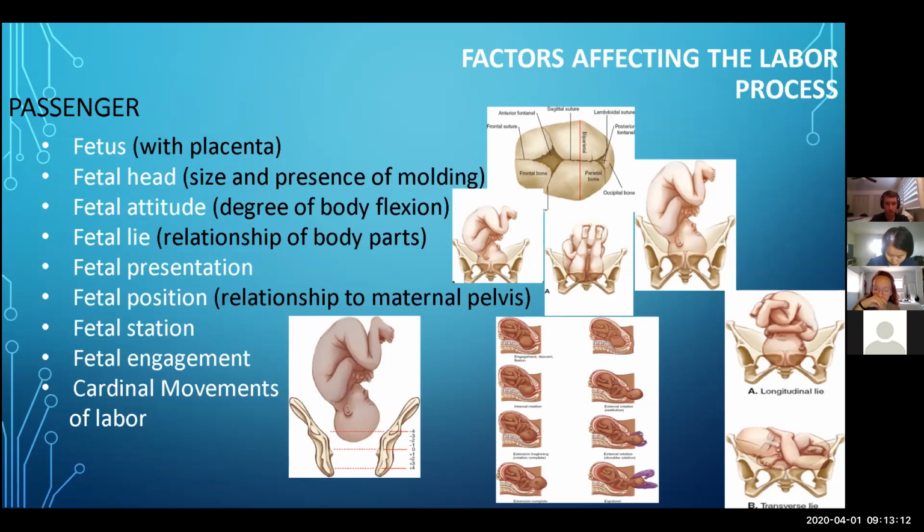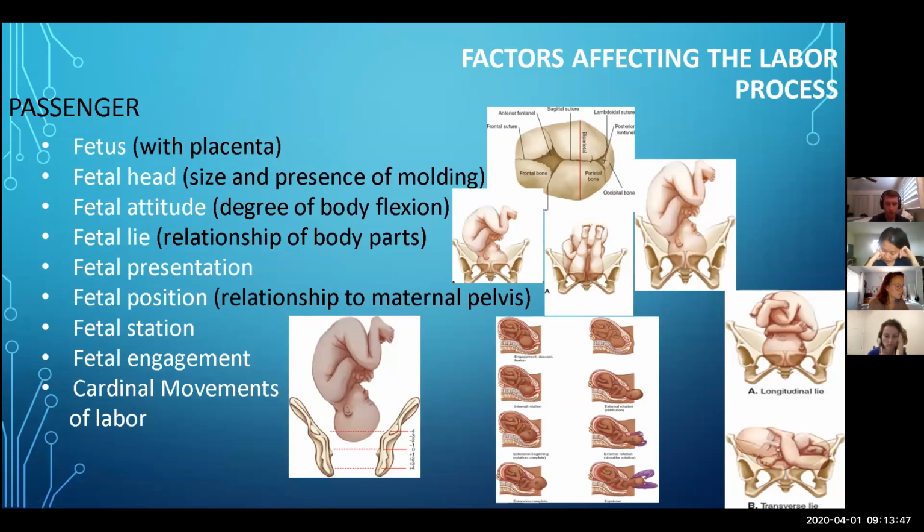Fetal station refers to the relationship of the presenting part to the level of the maternal pelvic ischial spines. Fetal station is depicted nicely here on this bottom left picture on your slide. Fetal station is measured in centimeters and referred to as minus or plus, depending on the location, above or below those ischial spines. So here are your ischial spines. Right here you can see 0 station. That's what we're referring to.